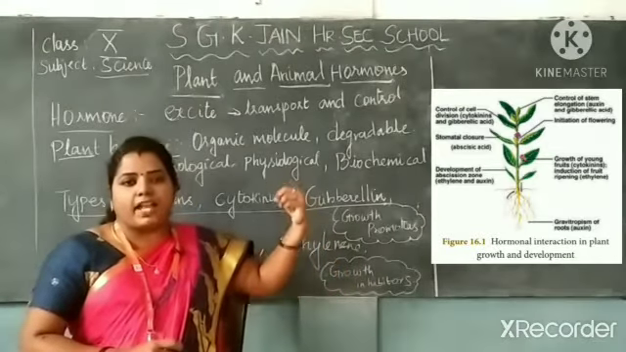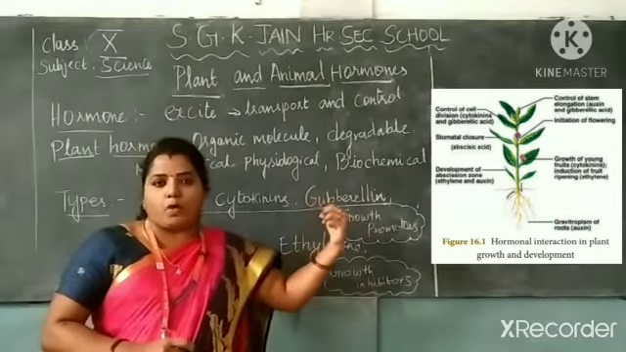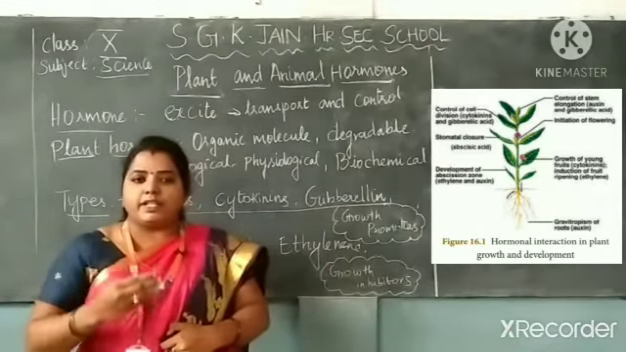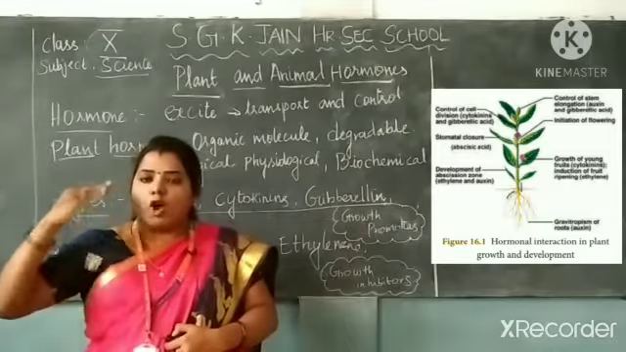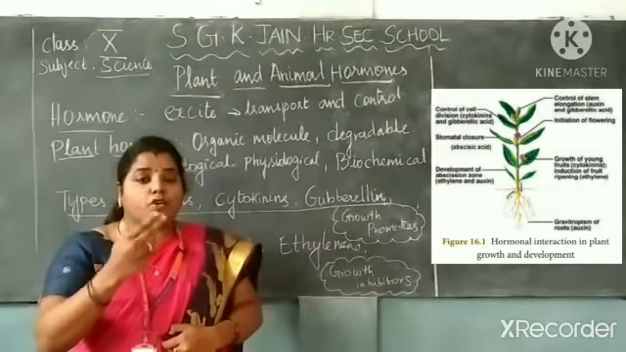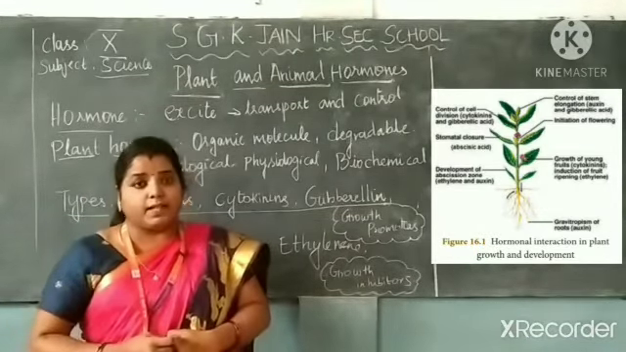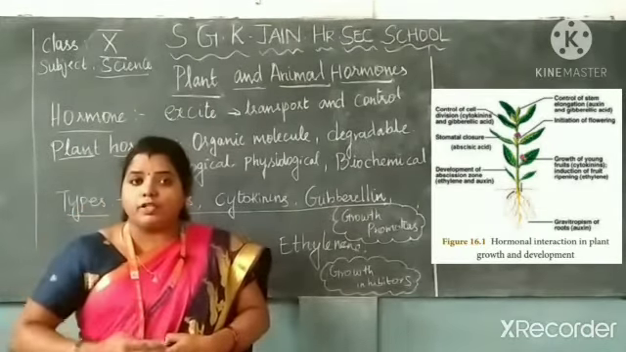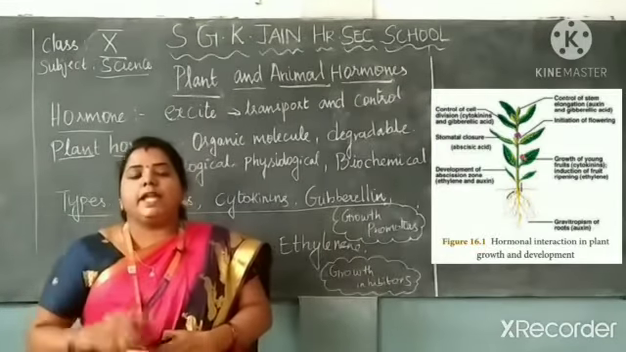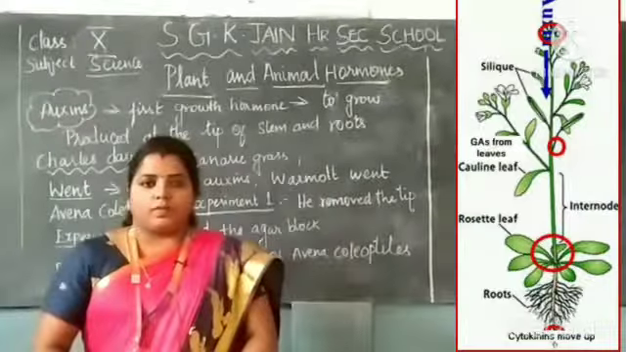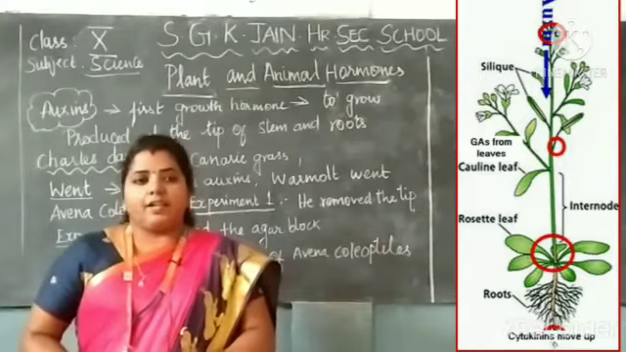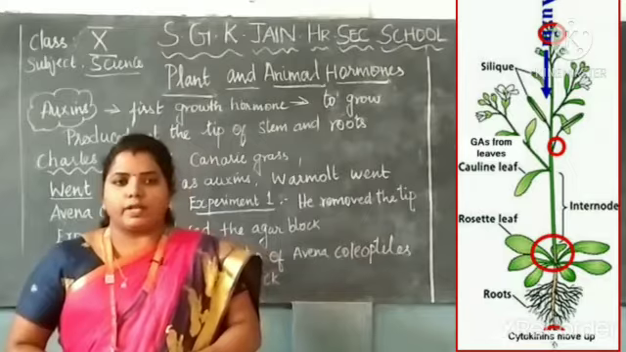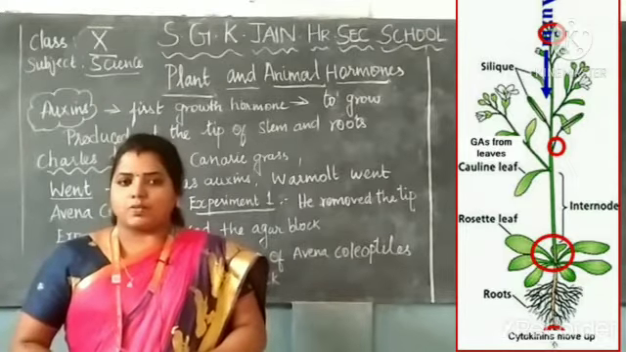What is the meaning of growth promoters? They have the tendency to promote growth. Both kinds of hormones are present in the plant: one promotes the growth, and the other inhibits the growth. So we saw the 5 types of hormones: auxin, cytokinins, gibberellin, ABA as well as ethylene.